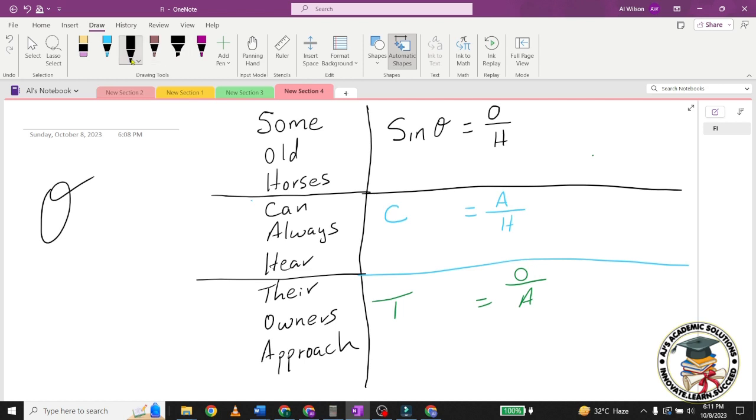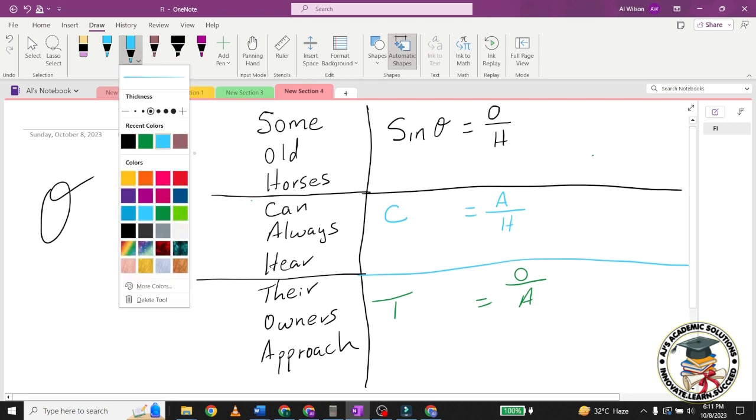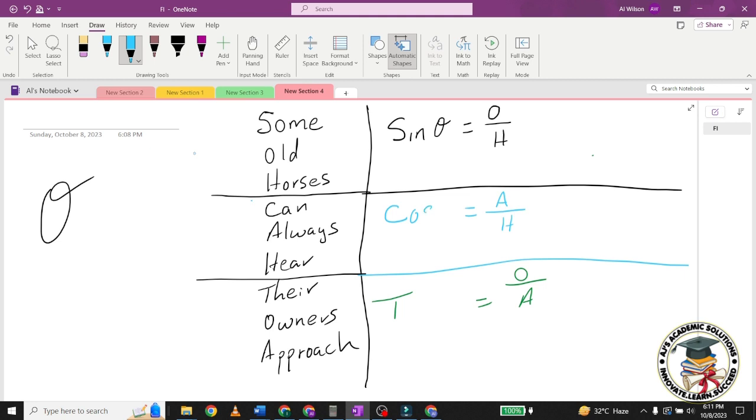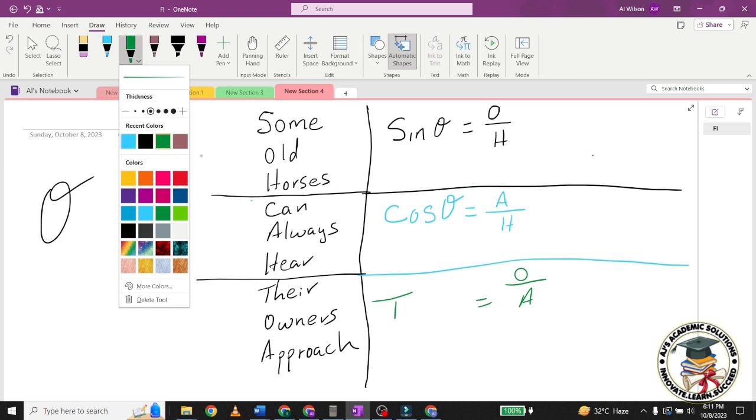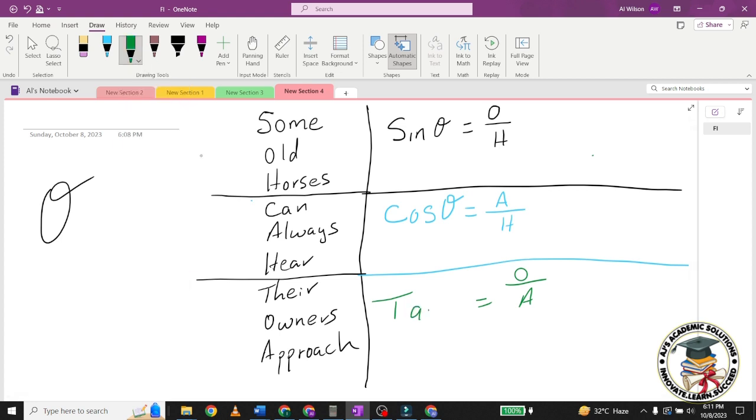The second one is cosine, and instead of writing cosine, we're going to write COS, and then of course we put our angle. So cosine of the angle is equal to adjacent over hypotenuse. And then finally, tangent, which you're going to write as tan, of the angle is equal to opposite over adjacent. So these, sine theta, cos theta, and tan theta, are what we're generally going to make use of.